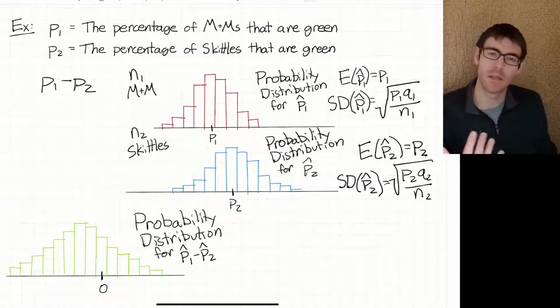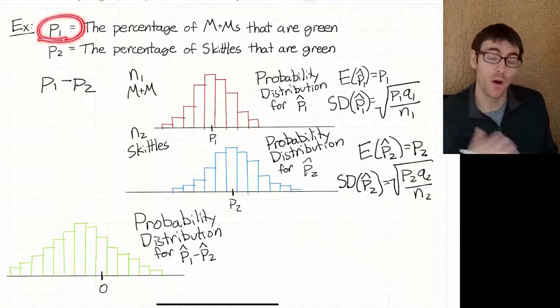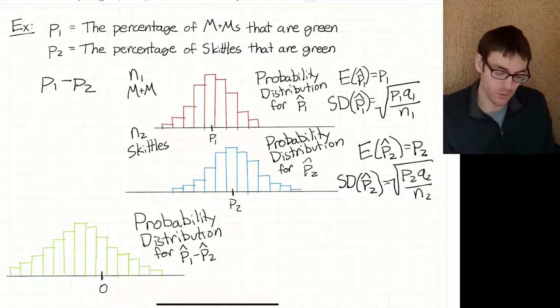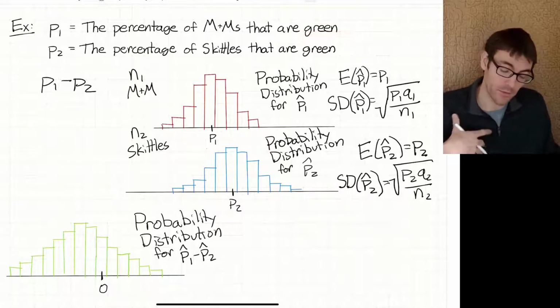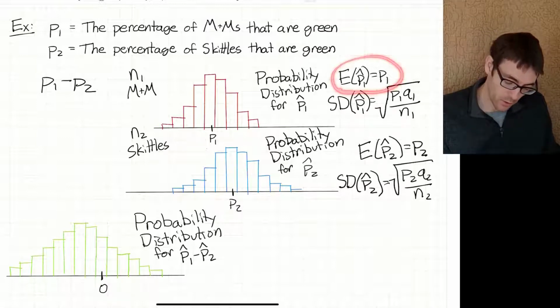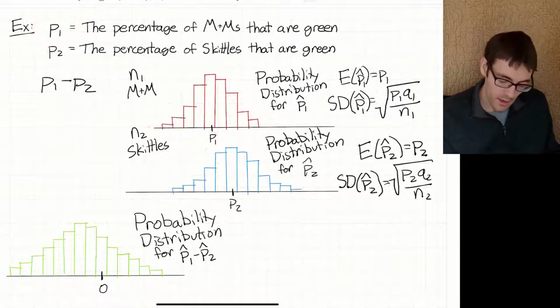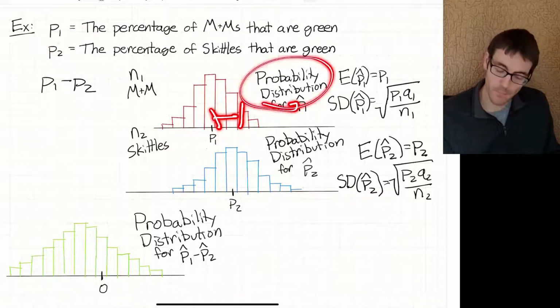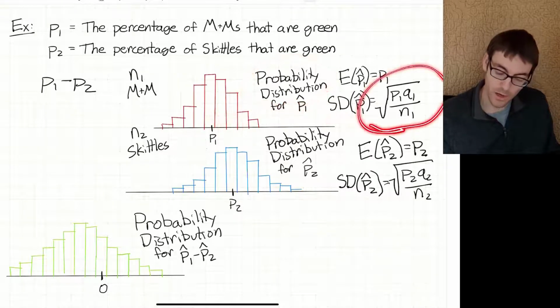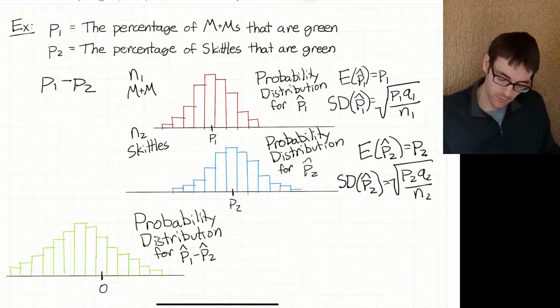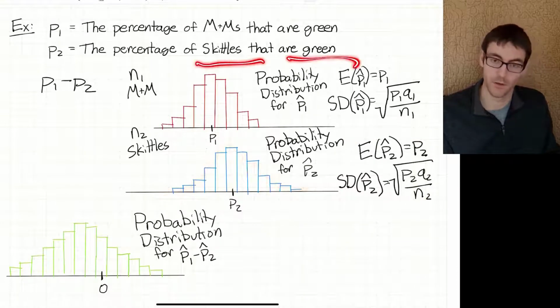Okay, so we're asking this probability question. We're taking this number P1 for granted, and we're saying if I were to take a sample of size N1, what proportion of that sample do I expect to be green? This is something we've talked about before. The expected value, or the middle of this probability distribution, should be the same as P1. The standard deviation of the probability distribution is the square root of P1 Q1 over N1. Same type of thing holds for this probability distribution for the percentage of Skittles that are green.